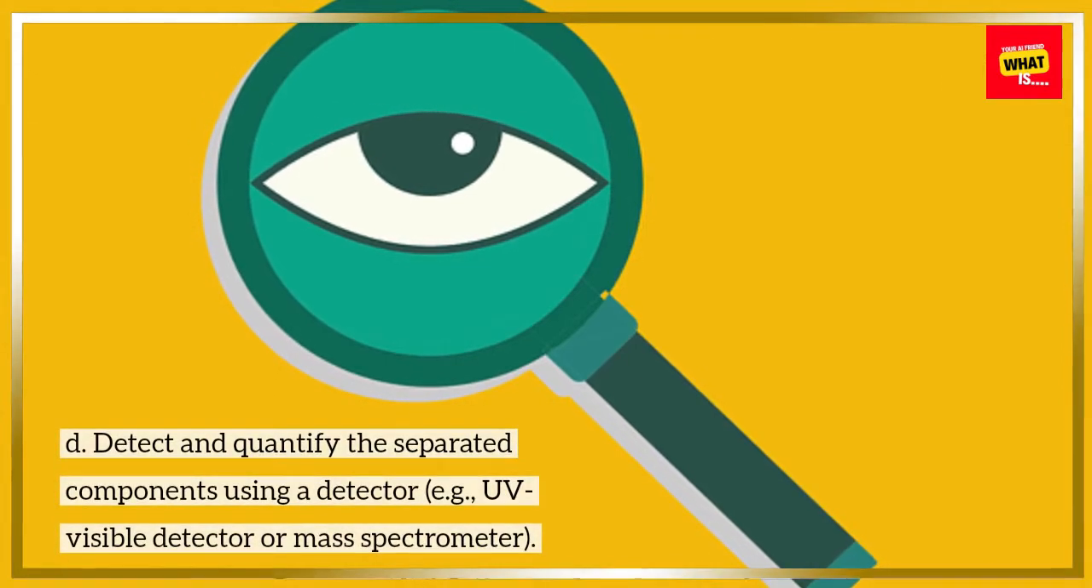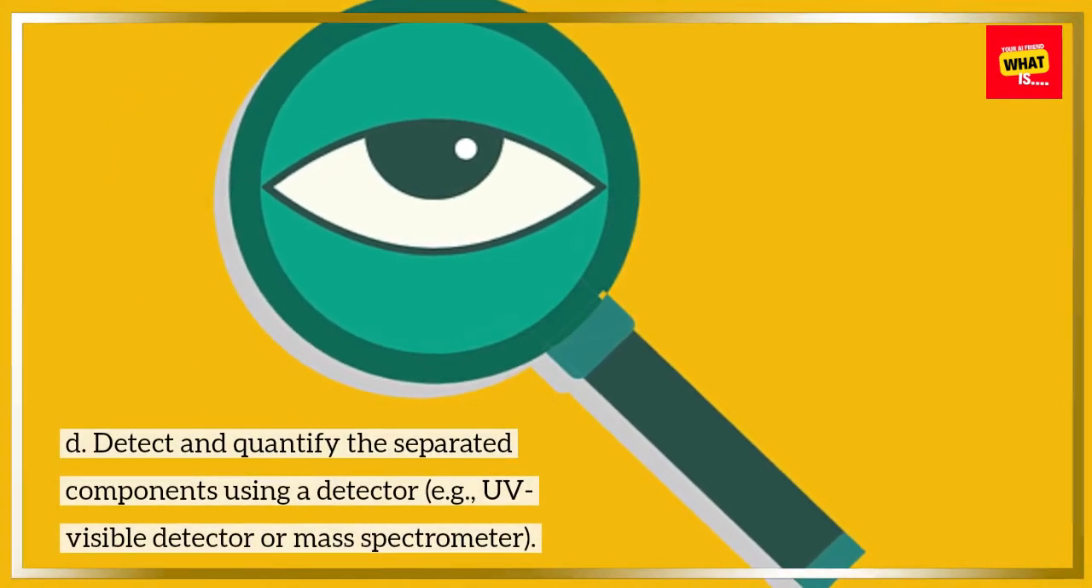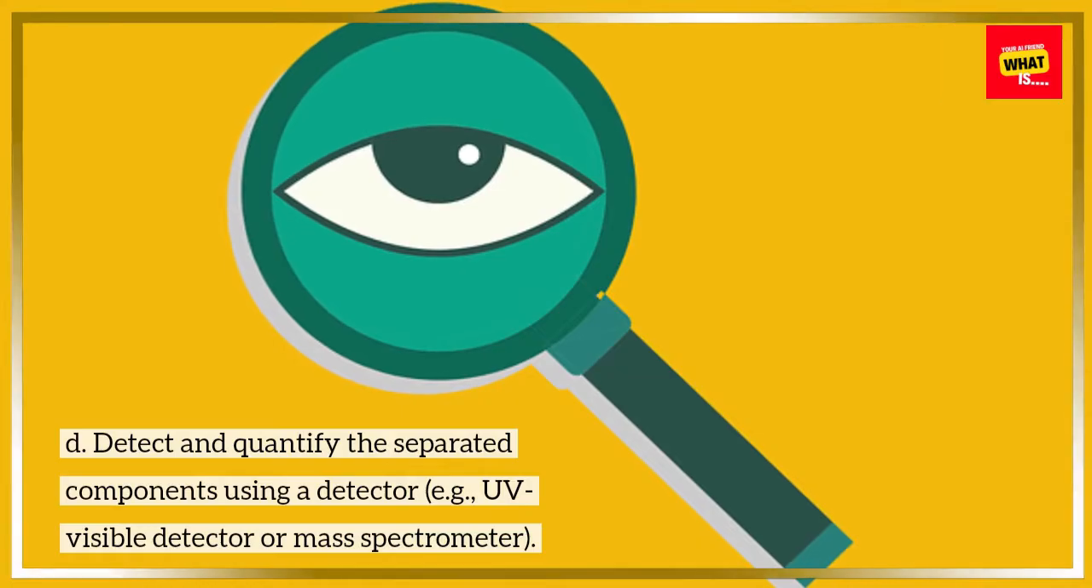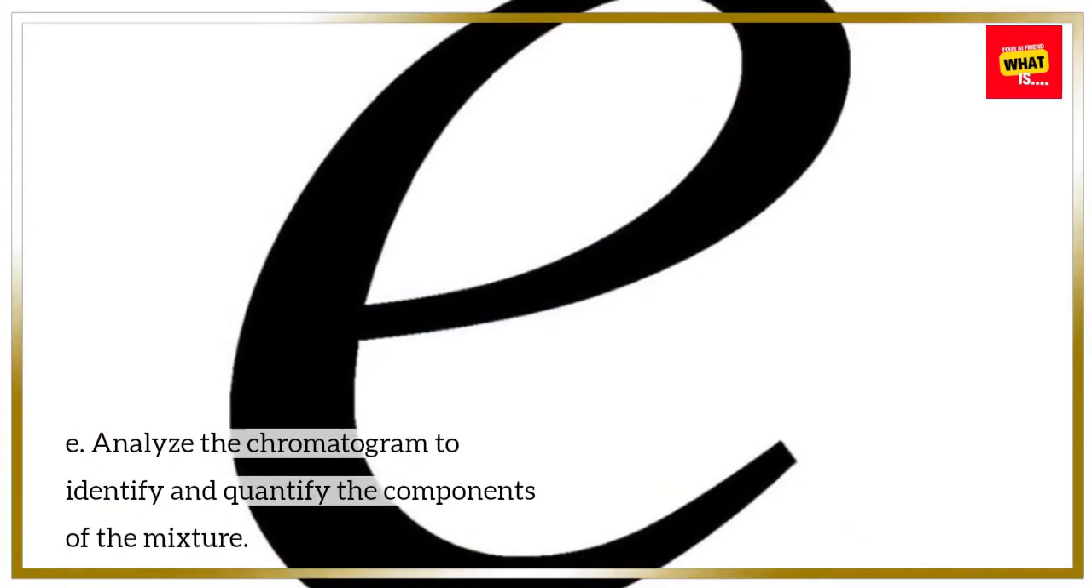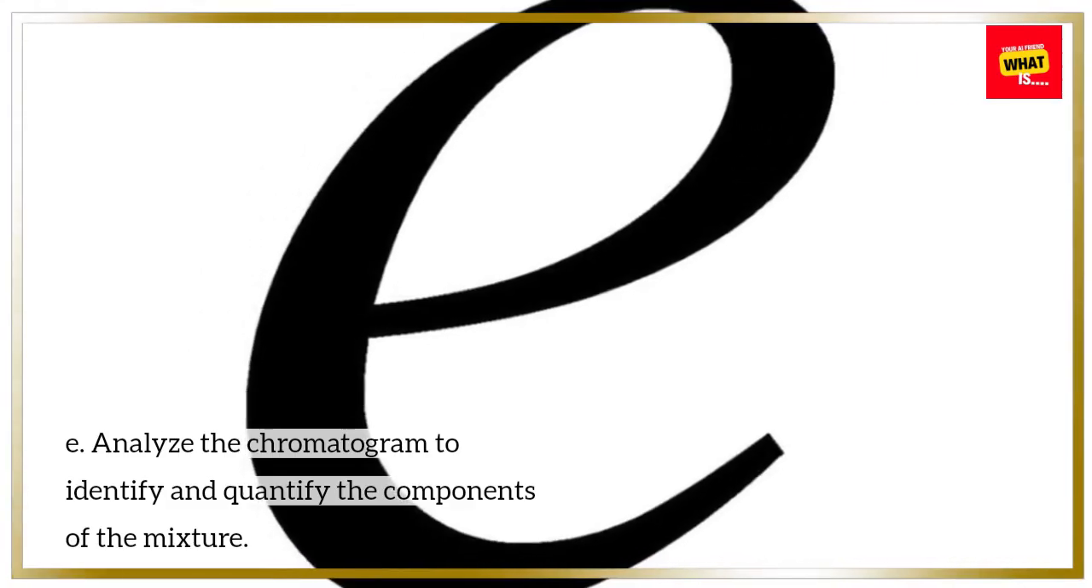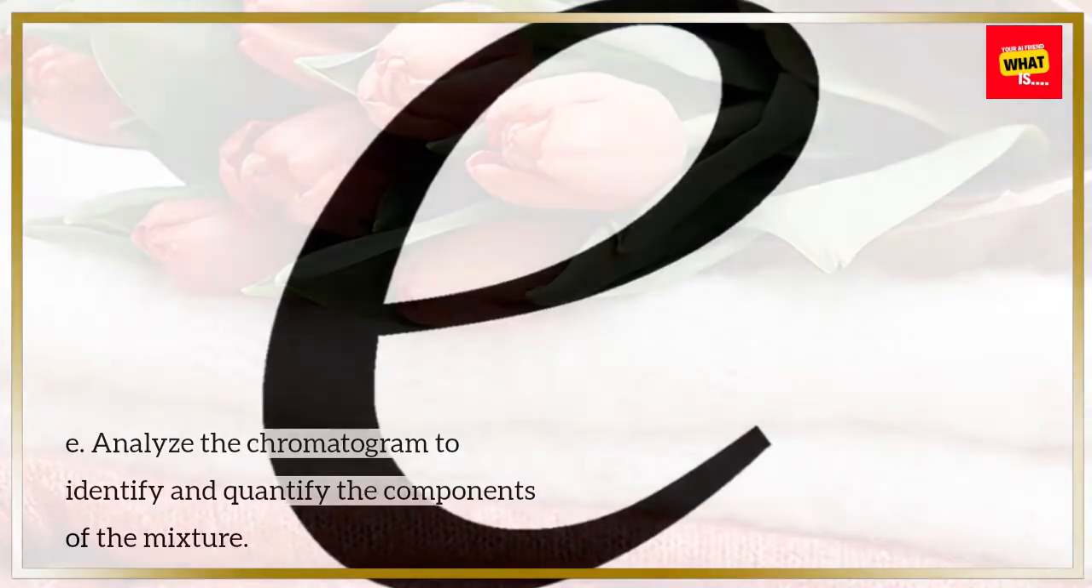D. Detect and quantify the separated components using a detector, e.g., UV visible detector or mass spectrometer. E. Analyze the chromatogram to identify and quantify the components of the mixture.